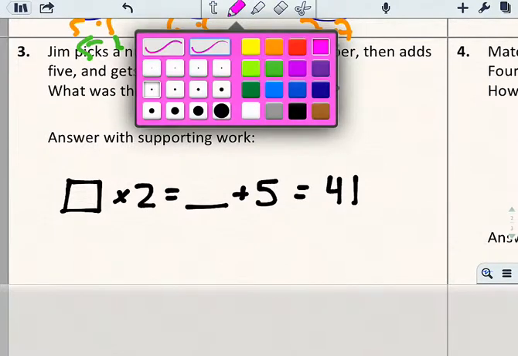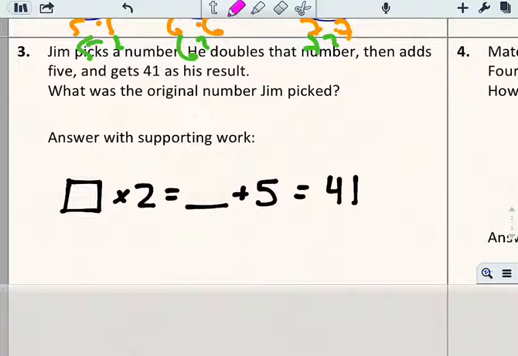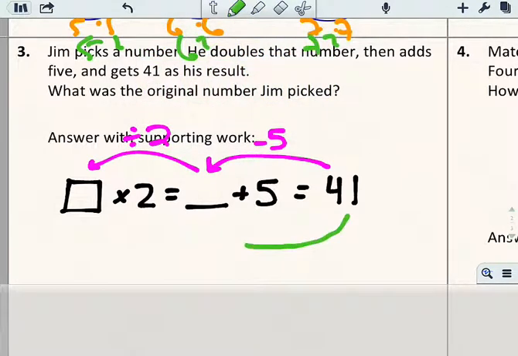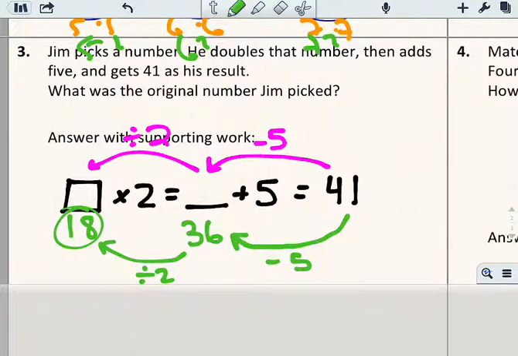So if we think about working backwards, we took this number, added 5 to get 41. So going in reverse, I want to subtract 5 to get to this one. Multiply by 2, working in reverse, I'm going to divide by 2. So that's how we're going to work this out. 41 subtract 5 should be 36. And then 36 divided by 2 should get me 18. So 18 is that original number.